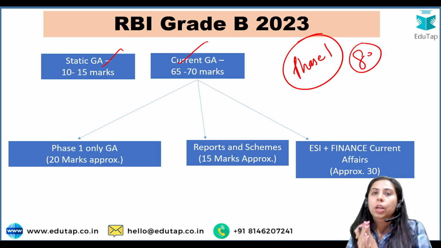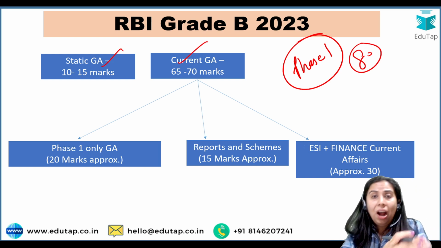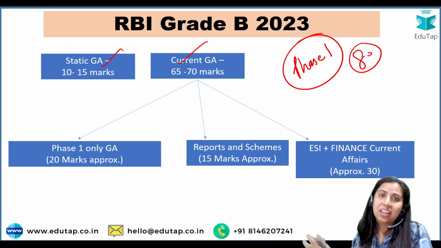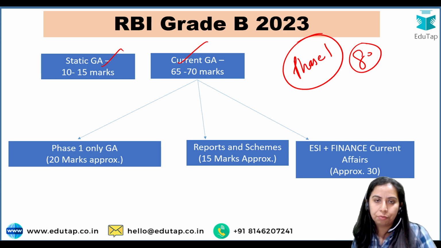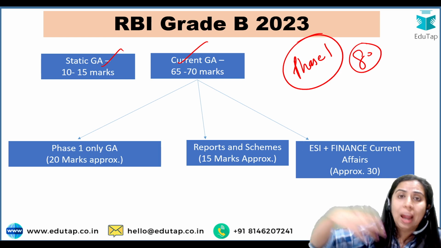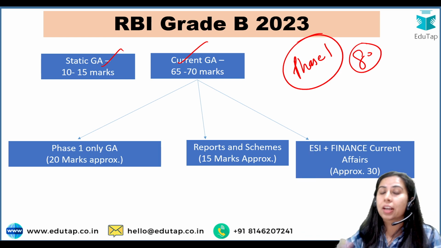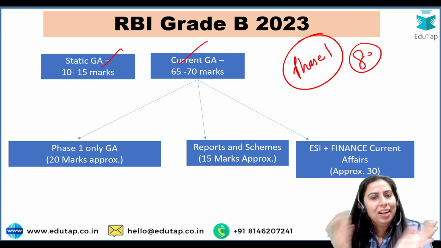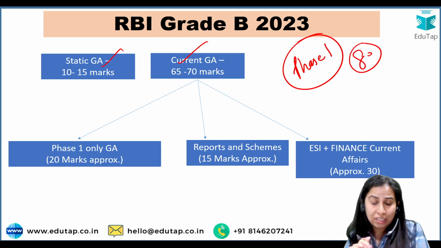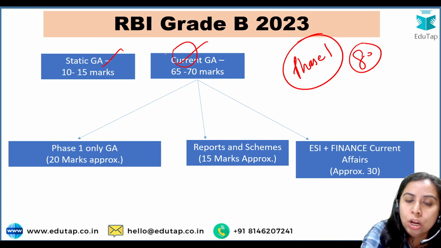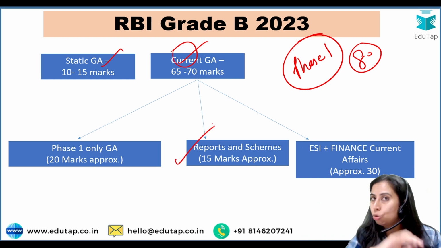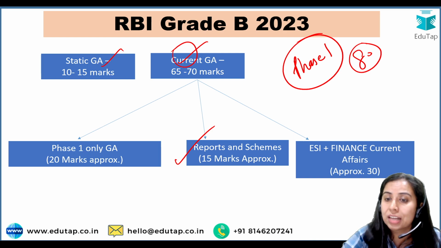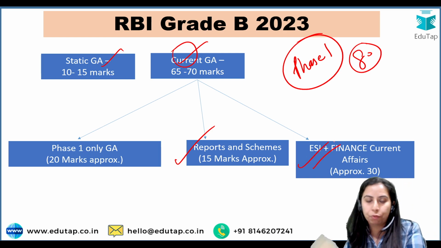Static GA is your national parks, your stadiums, wildlife sanctuaries, airports, the things that have not changed. So 10 to 15 marks we can give weightage to them, or capital of any country, currency of any country, वो हो जाता है. And 65 to 70 marks we can say current है. तो current में report schemes पढ़ लिया, is relevant for phase 2 तो पूरा, but for phase 1 also. ESI finance current affairs पढ़ लिया, relevant for both.